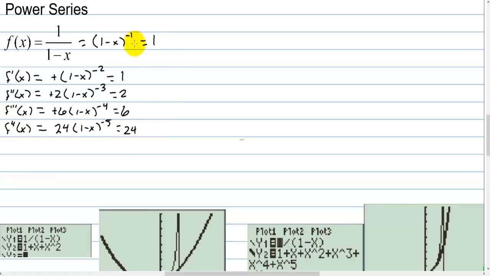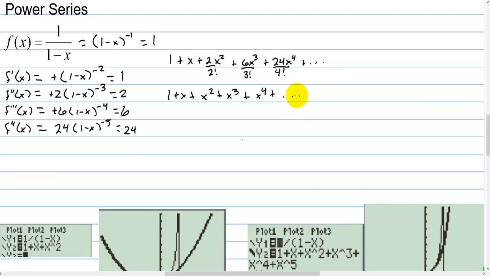Well, let's look at what the series is. We start out with 1, and then plus 1 times x, and we're centered at 0. And then we have plus 2x squared over 2 factorial. And then plus 6x to the third over 3 factorial, which happens to be 6. And then we have plus 24x to the fourth over 4 factorial, which happens to be 24. And we have plus dot, dot, dot. Now this becomes 1 plus x plus x squared plus x to the third plus x to the fourth plus keep on going. That's really why it's called the power series, because you just end up with all the powers of x. So we have the sum from n equals 0 to infinity of x to the n.